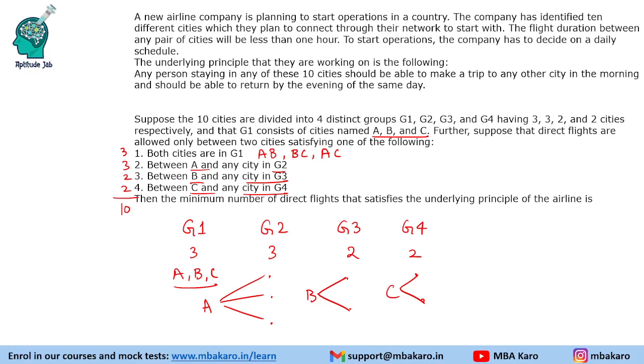And then the minimum number of flights satisfying the underlying principle. For the underlying principle, we need 4 flights per connection, and there are 10 connections. 3 connections satisfy the first condition, AB, BC and AC, 3 connections for the second condition, 2 connections for condition number 3 and 2 connections for condition number 4. So 4 into 10, we need 40 flights.